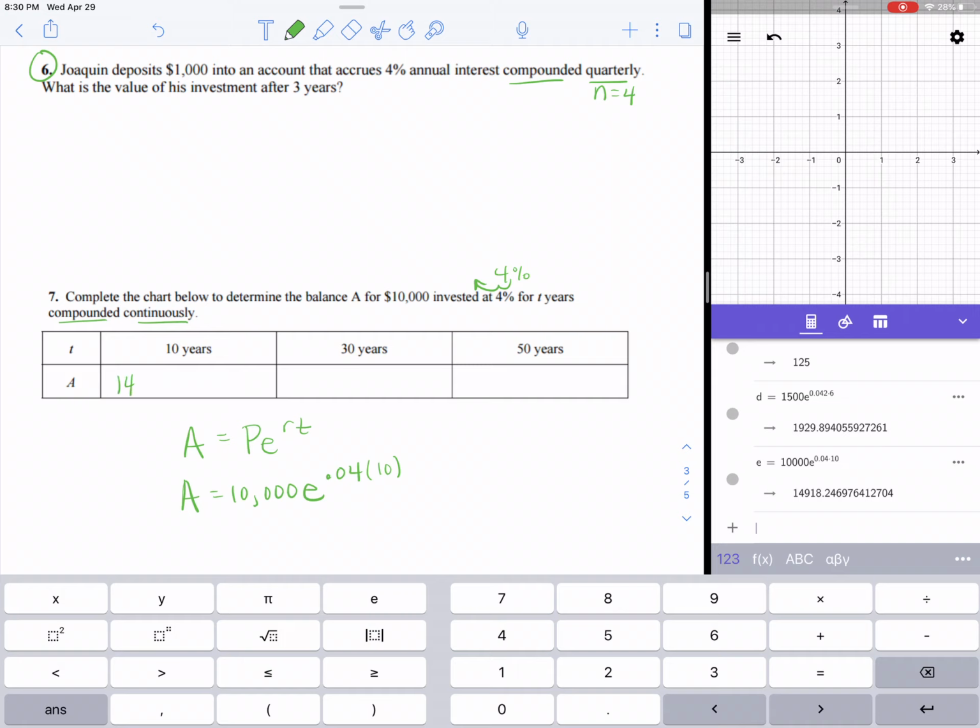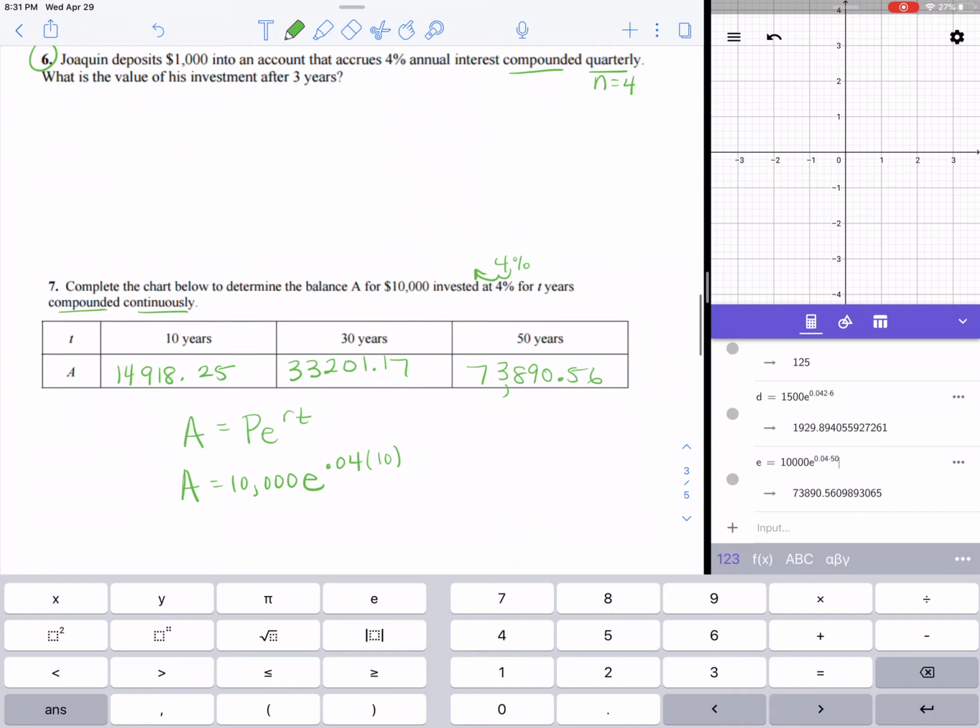You get $14,918.25. If we change the time, all we have to do is change that last number to 30 years. It's going to be $33,201.17. And if I change it to 50, I just accidentally got rid of the 0.04 times 50 years. That would give me 73890.56. So $73,890.56.